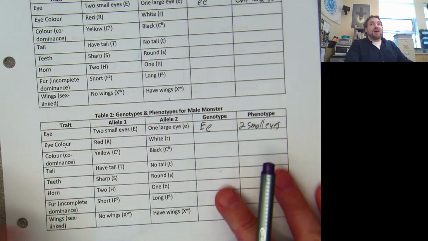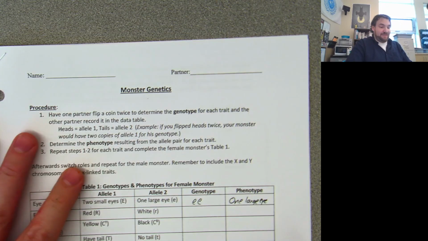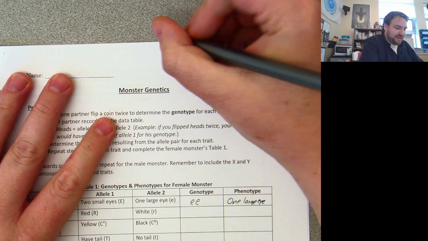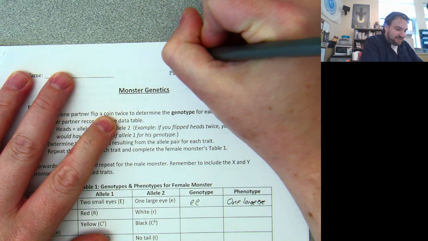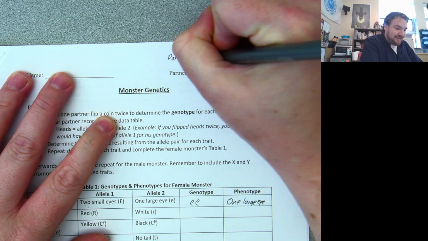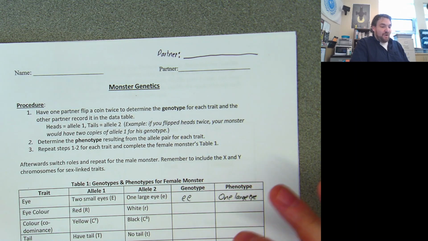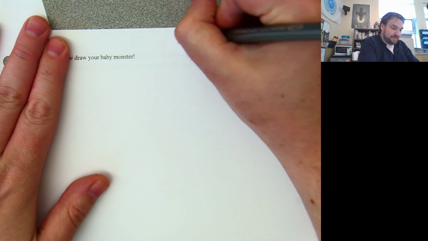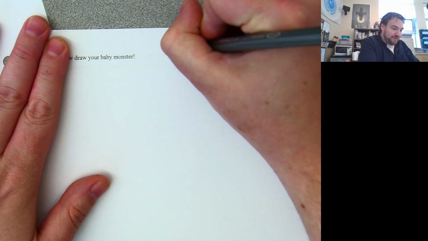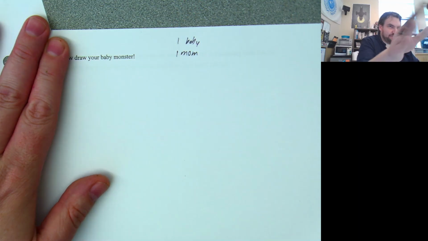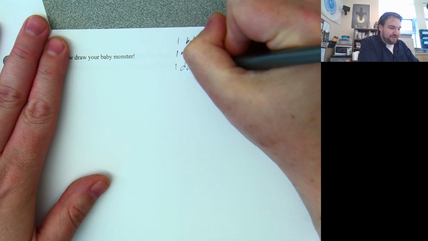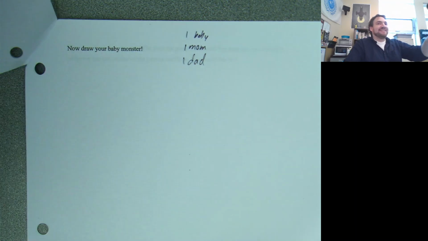Okay, for this block, that's what we're going to do. I want you in groups of 3s. So you're going to have 2 partners. All of you are going to have a data table. Once you have determined all 3 tables, one of you is going to draw baby. One of you is going to draw mom and color and decorate mom. One of you is going to do dad. And we're going to have little families. It's going to be great.